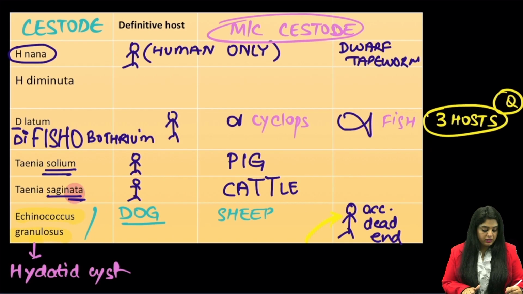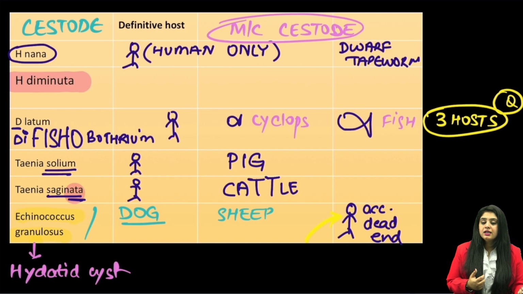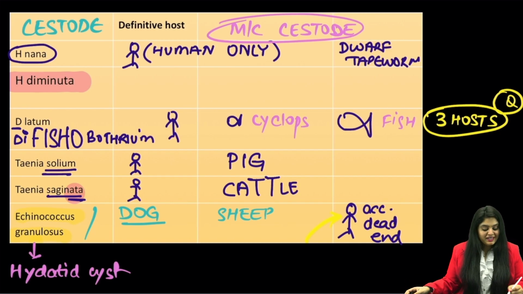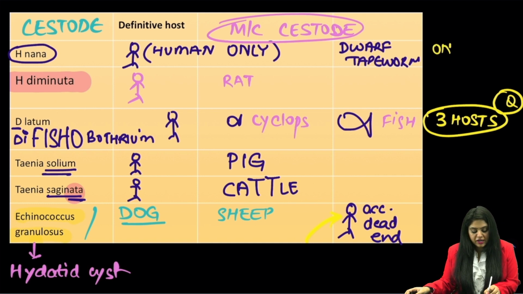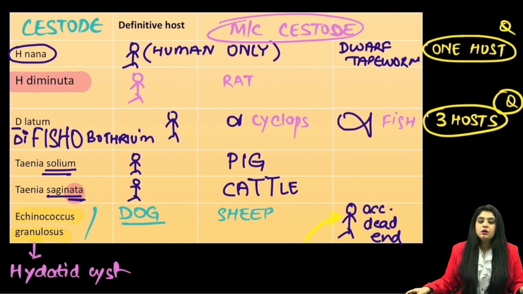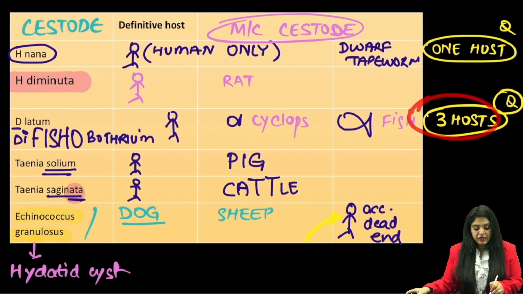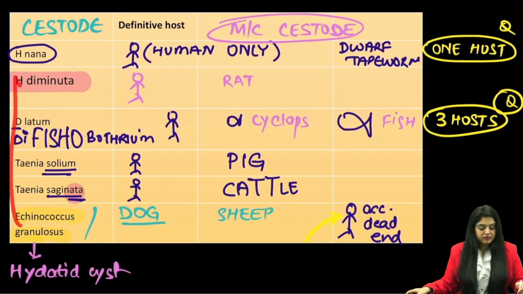Coming to H. diminuta, now that is how microbiology is. The one whose name is diminuta is not the diminutive one. I thought diminuta would be the dwarf one, but no, diminuta is not the dwarf one. Diminuta is going to be occurring between humans and rats. Diminuta occurs between humans and rats. So now simple, which is the only cestode which has one host? We are all H. nana, we have one source and one host. Which is the one which is going to have three hosts? That is going to be D. latum, and all the others have two hosts.